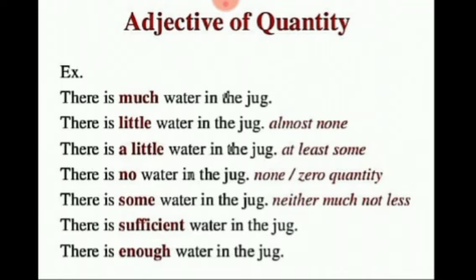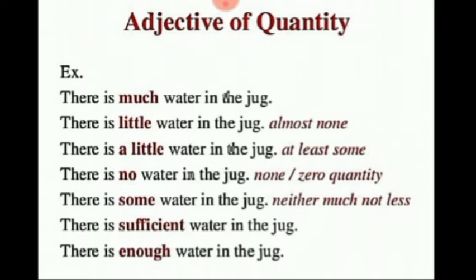If you have water in the jug, you can use the word much here. If there is no water in the jug, you can say there is little water in the jug. Almost nothing in the bottle. So, the word little is adjective of quantity. If there is some water, at least some water, you can use a little. There is a little water in the jug. So, a little is adjective of quantity.